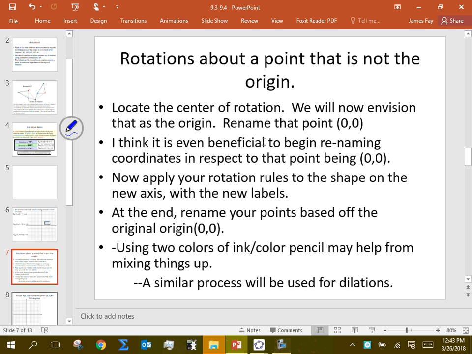So when we talk about doing a rotation, we're going to do an activity here that actually brings in what we call a pseudo origin. Okay? You guys know what the prefix pseudo means? Maybe if you see it written. You know what that means?